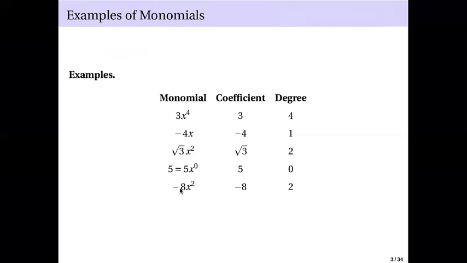Another example here, you have negative 8x squared. The coefficient is negative 8, and the degree is equal to 2. Okay? So, questions so far?